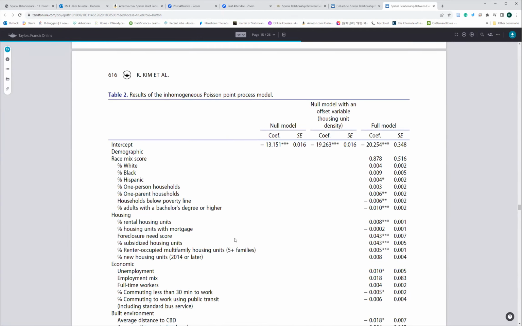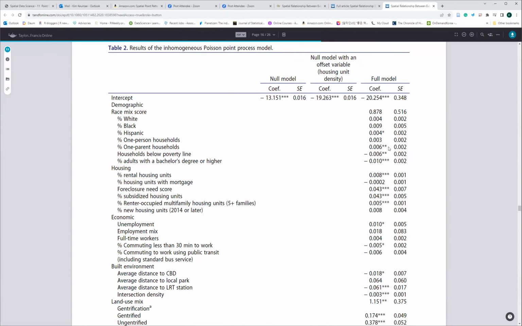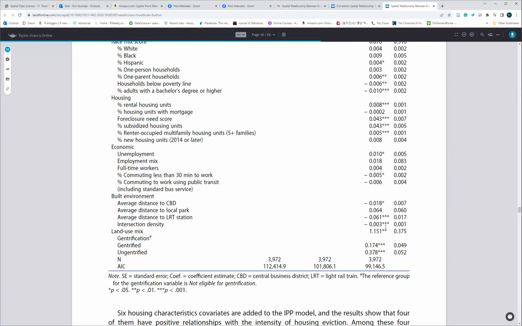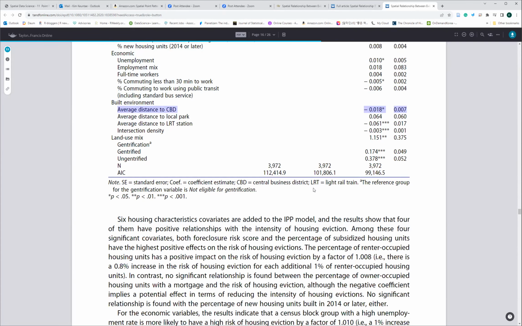Based on that, we can build the model, and these are the results about the significance. As you can see here, average distance to the CBD is significant and negatively related to the intensity. That means any location close to the CBD centroid area tends to have a higher intensity of housing evictions. That's how you interpret the result.